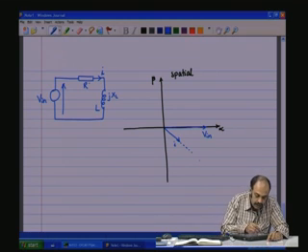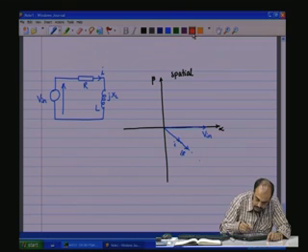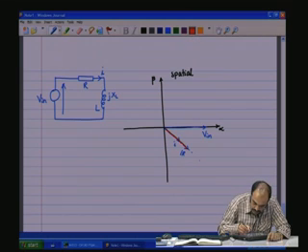Now, I into R is going to be in the same direction. So, let me say that this is I into R, in the same direction.